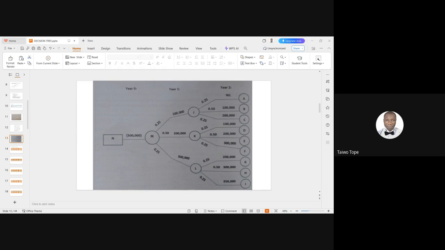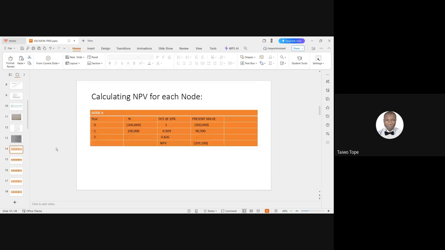Now, if you have these variables, and the question is telling you that your discounting factor is what, from the question? That's the 10%. So based on these variables, everybody, can you determine the NPV for node A? Please solve it, irrespective of what you are seeing on the screen. Solve it yourself.